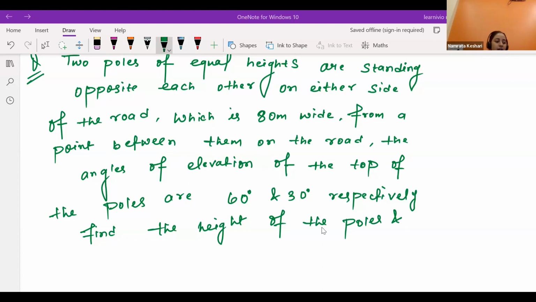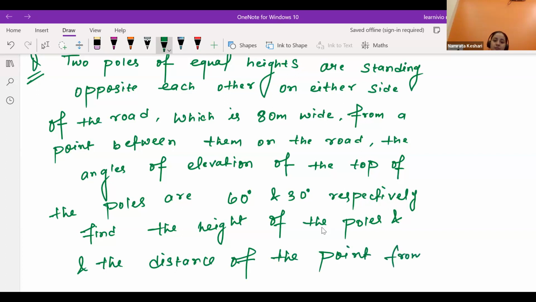Okay. Find the height of the pole and the distance of the point from the poles. Let's do it.